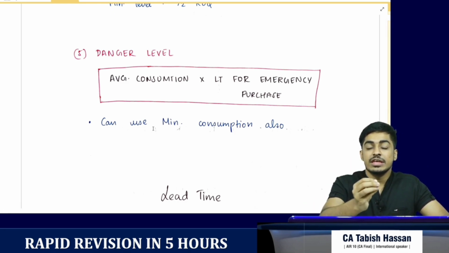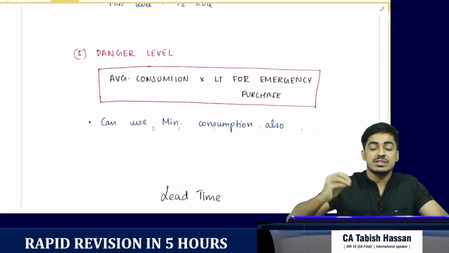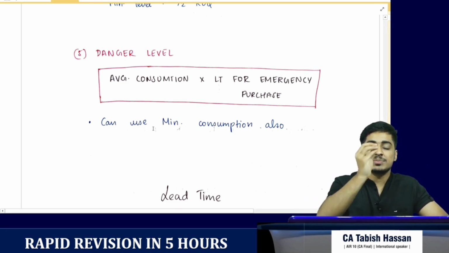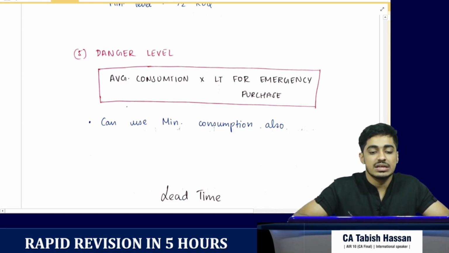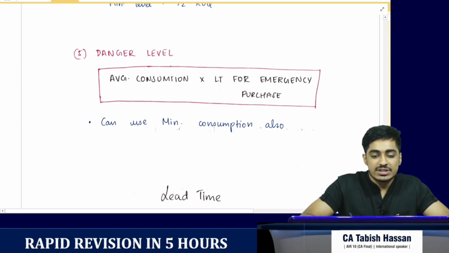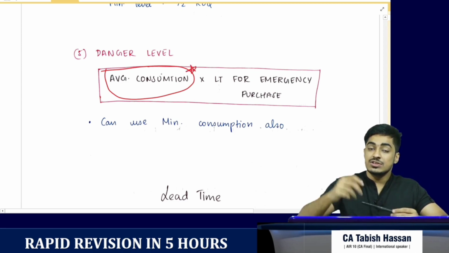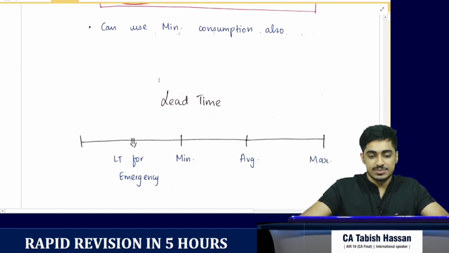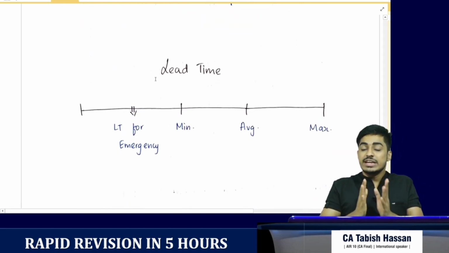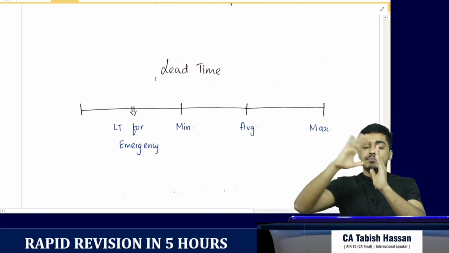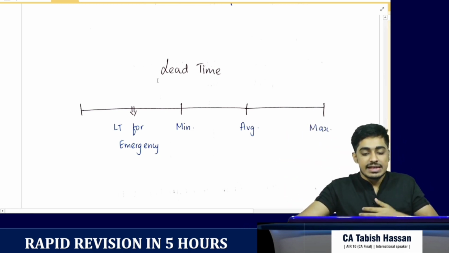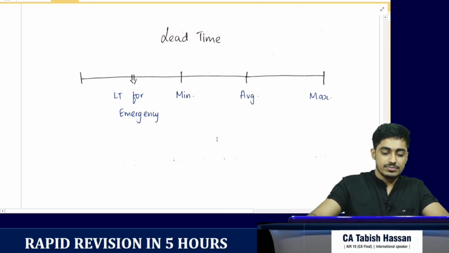Say normally we get it around in 4 to 6 days, but if I'm placing an emergency order, I'm getting it in 2 days. So I take the lead time for emergency purchase, I multiply it by the consumption or the usage rate. Okay, I multiply it by average consumption. Instead of average consumption, we can either use average consumption or minimum consumption also. Okay, both of these are accepted by ICAI. So lead time, we have minimum lead time, maximum lead time, average lead time, and slightly lesser than the minimum lead time, we have the lead time for emergency.